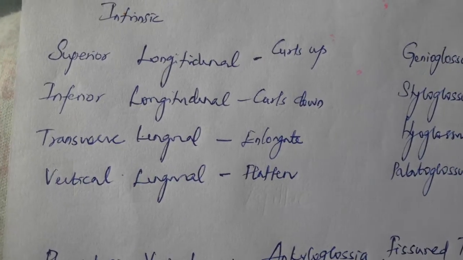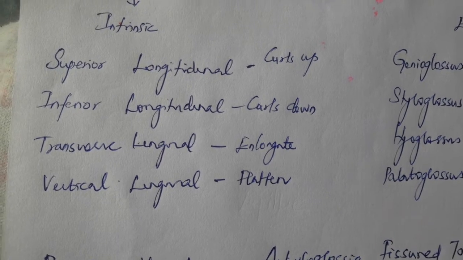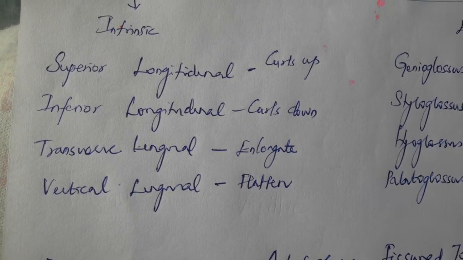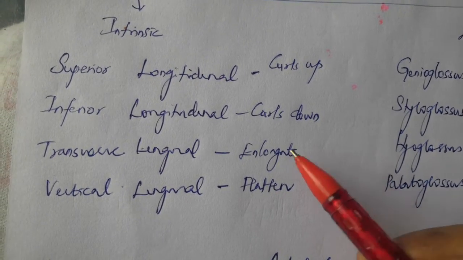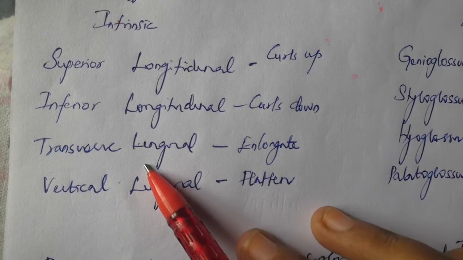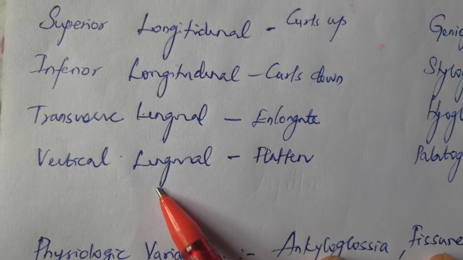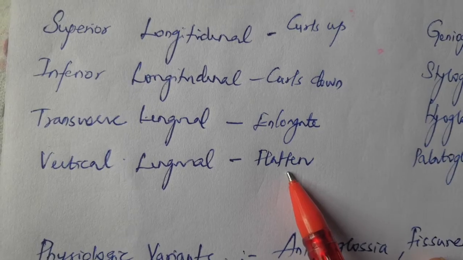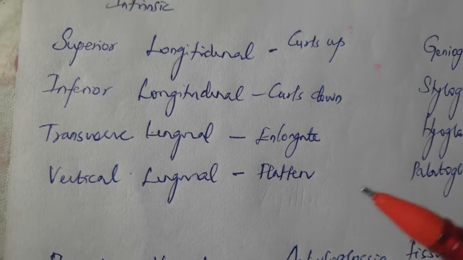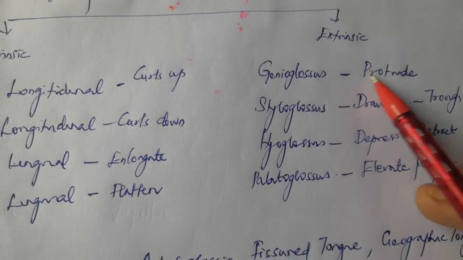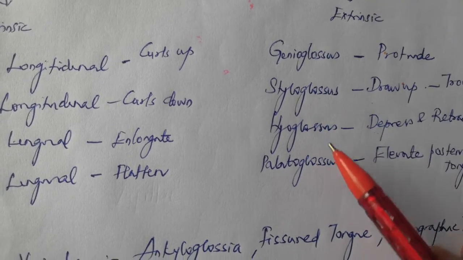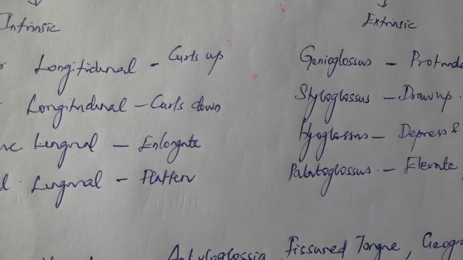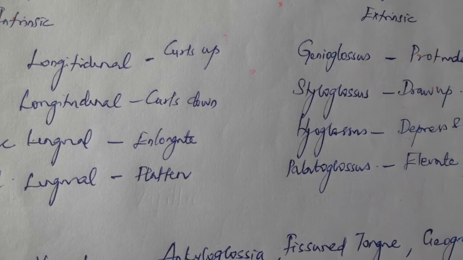The transverse lingual will elongate the tongue. That is, if you make your tongue a sharp tip, that elongation is by the transverse lingual. The vertical will flatten and broaden the tongue. Then the extrinsic muscles: genioglossus, styloglossus, hyoglossus, palatoglossus. So it's easy to remember.